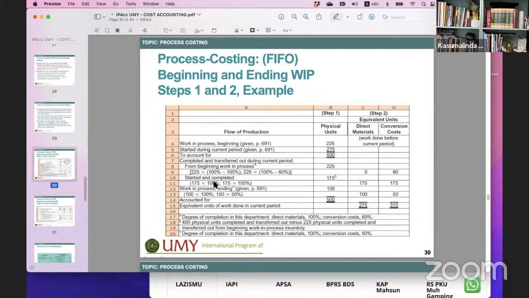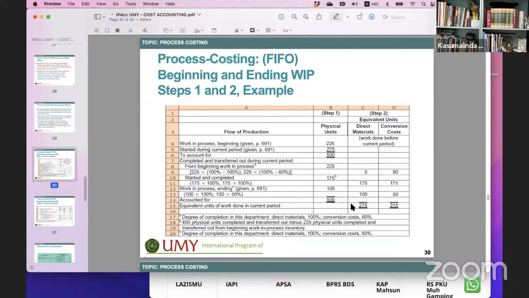So where does this 175 come from? Actually, it is part of this 275 started during the current period. If we deduct 175 from 275 here, we get 100. The 100 there is the units still not completed, which stay as ending work in process. I hope that you can get what I'm trying to explain to you.